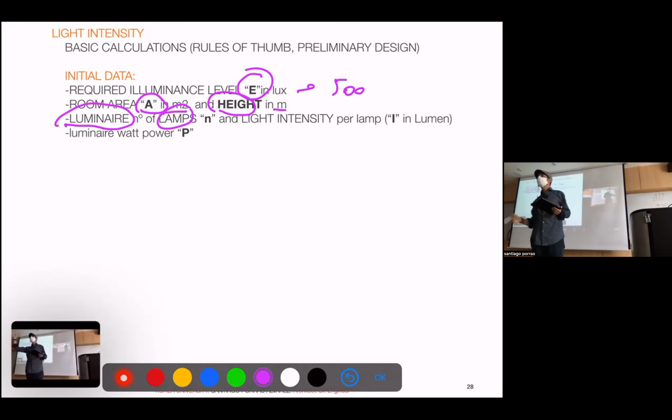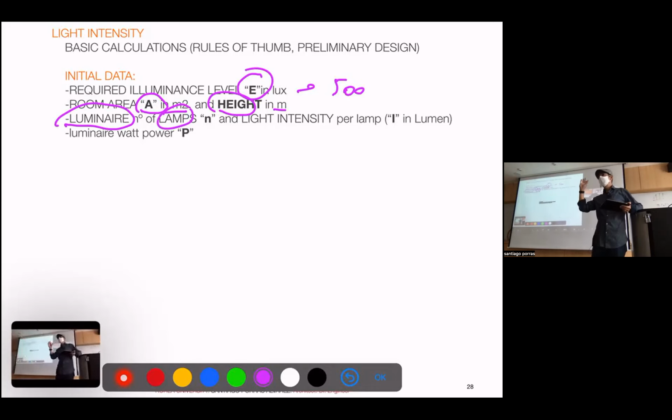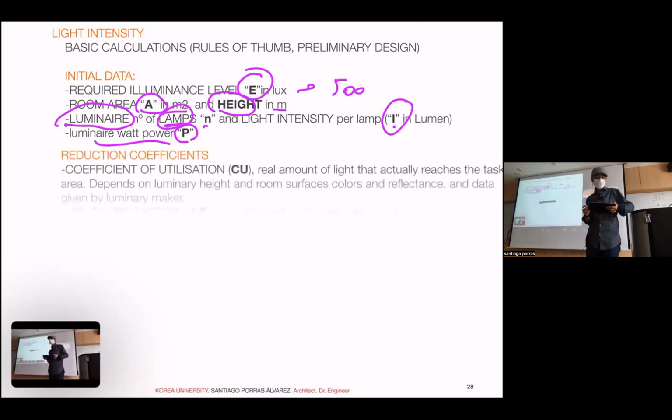They used to have 4 lamps, professional lamps. So this is the number of lamps you have, because the data we have from the maker is the intensity from each lamp. So the I is per lamp. So we have to multiply I by the number of lamps to have the intensity from the luminaire. And then the watt power, as we said, to understand the power intensity or the power density of the installation.